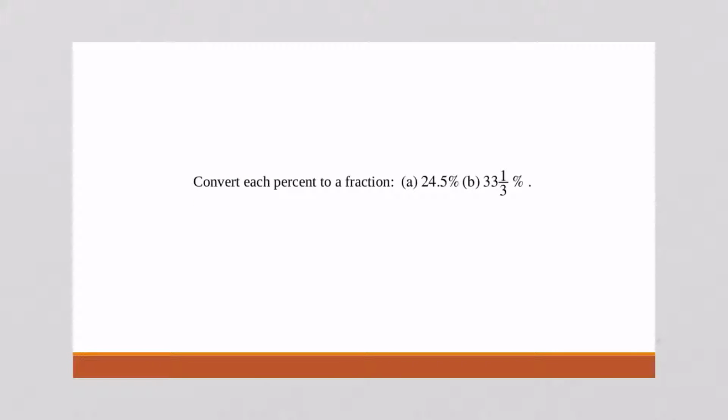On both of these, we actually have decimals that would wind up being decimals within fractions, and that is never good form. So on part A, I would have 24.5 out of 100 because that's what 24.5% means. But I would move my decimal to the right one place, which means I have to move the one on the bottom to the right one place too, so I have to add a 0 there. So this would really be 245 out of 1,000.